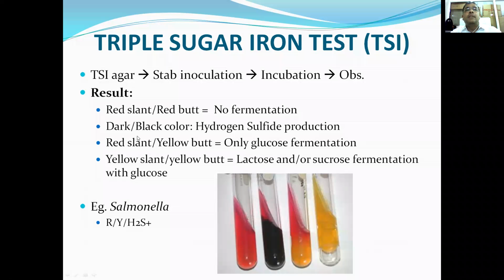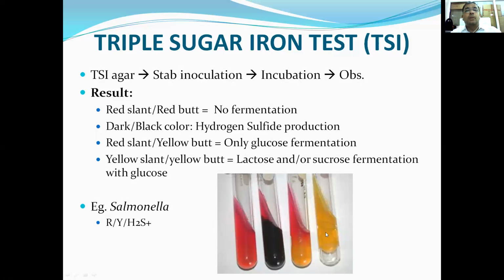Now, if there is a third combination where your slant is red but your butt is yellow, this indicates that only glucose is fermented and the other two sugars are not fermented. This is because of some fermentation; the other two may not be fermented.